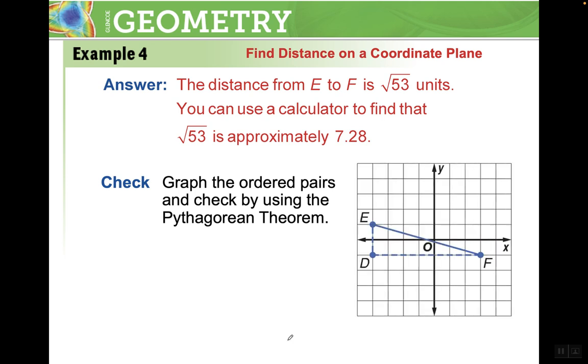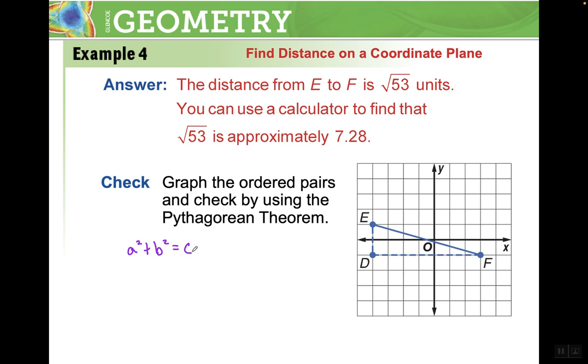And now it says to graph them and check by using the Pythagorean theorem. You don't have to check them like this, but this is what I want you to understand. If you did graph point E and point F, and then make it into a right triangle, and we're going to study the Pythagorean theorem way more in depth later on, but just so that you remember it, it's a squared plus b squared equals c squared.